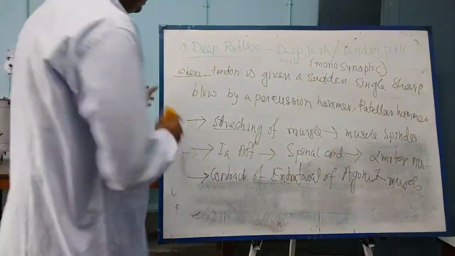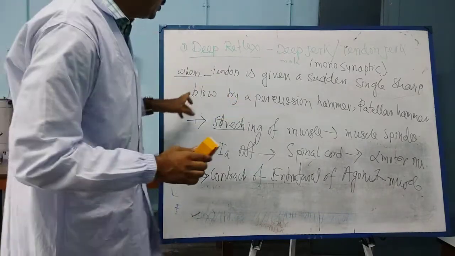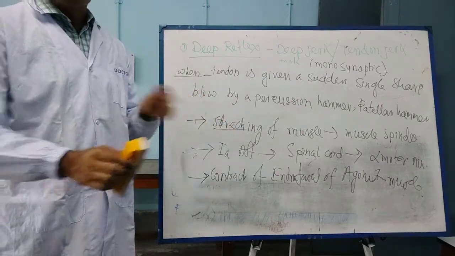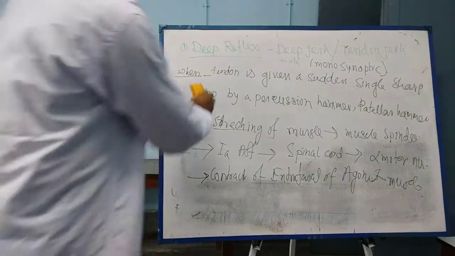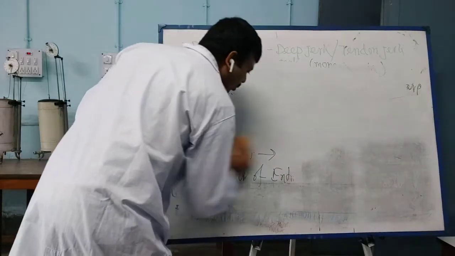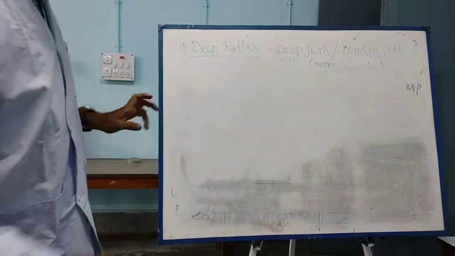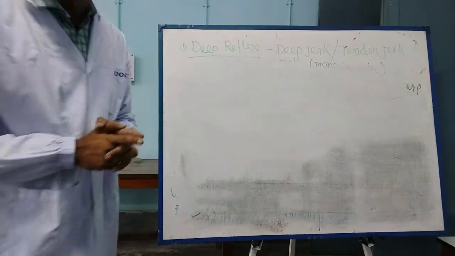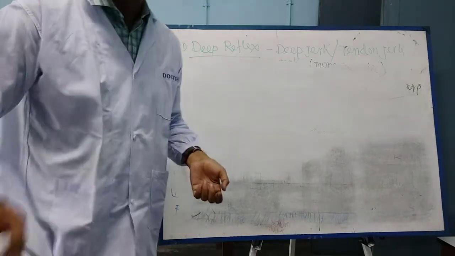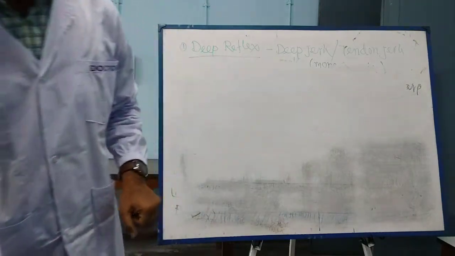Now, this is a monosynaptic reflex. Remember that you always give the strike to the tendon, not to the muscle belly itself, as the muscle belly is somewhat excitable to direct mechanical stimulation. So, do not give a blow to the muscle belly itself; you have to strike the tendon, which causes stretching of the muscle. That is known as deep tendon reflex or deep jerk.